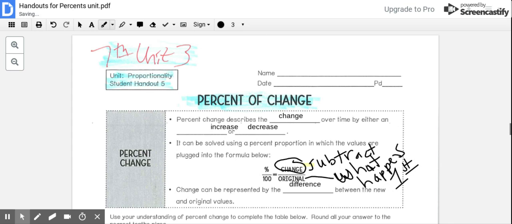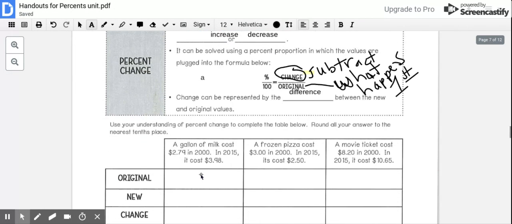Okay. So we'll do a couple problems so you can understand what that means. And then we're supposed to round these to the nearest tenths because we're talking about money. So a gallon of milk cost $2.79 in 2000. In 2015, it cost $3.98. So the price has increased. So the original price you would write down is $2.79, and then the new price is $3.98.